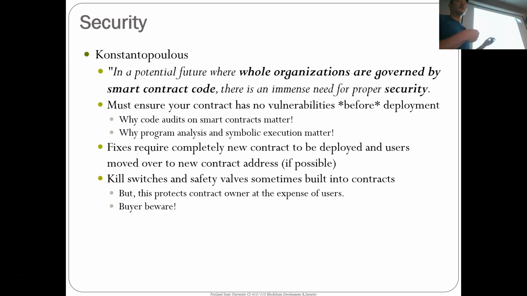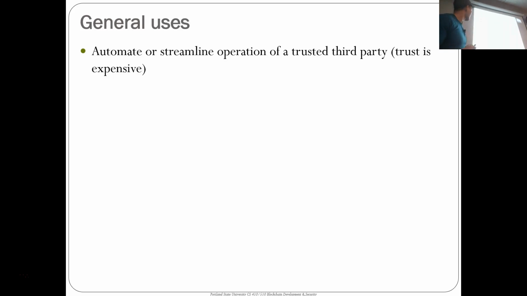Like, what can the deployer of that contract do in terms of manipulating the contract? Can that person transfer all the money to him or herself? Is one of the things you might want to think about. Okay, so some general uses for smart contracts.